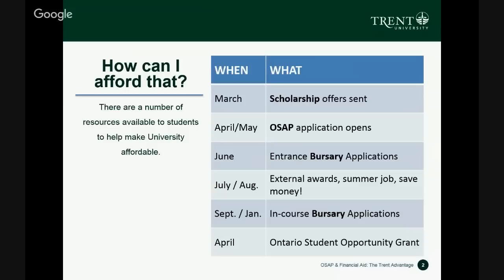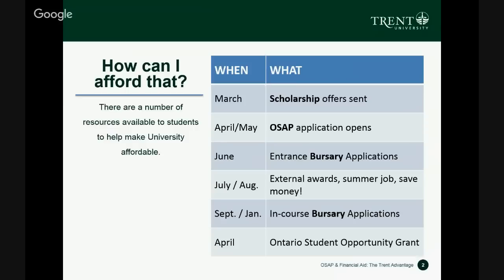Okay, thanks. The screen that you're seeing now is our How Can I Afford That screen. It's a checklist of financial aid. These are all the points you want to hit throughout the year, and every year that you're at school. If you're hitting all of these points, you're going to maximize the amount of financial aid that's available to you. We're going to start talking about scholarships first. Scholarship offers go out anywhere from your offer of admission all the way up until the end of June when we get your final grade.